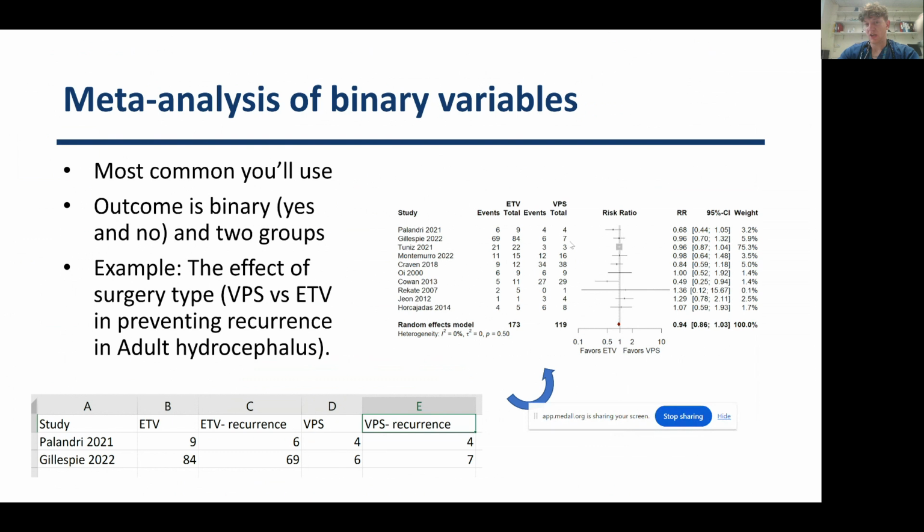Now, this plot on the right-hand side looks complicated. We will dissect it in one of the following slides, what everything means. But it's just to let you know that really the data that you're working with is not that complicated.